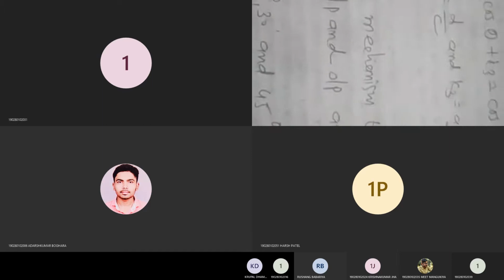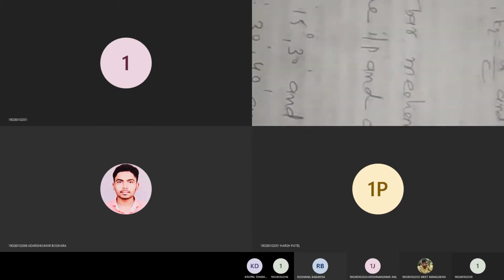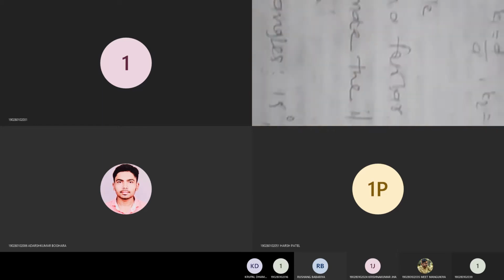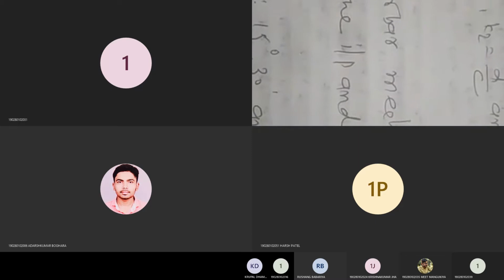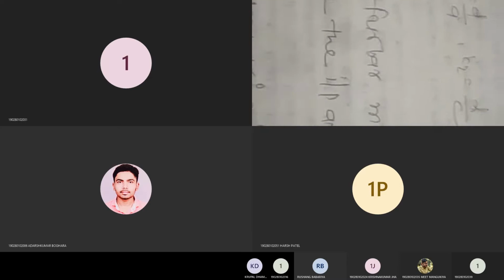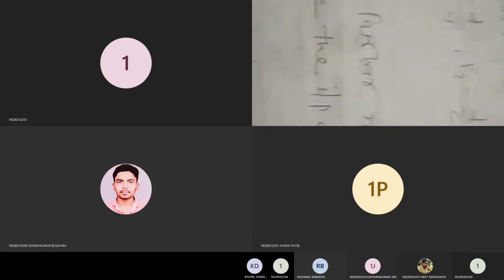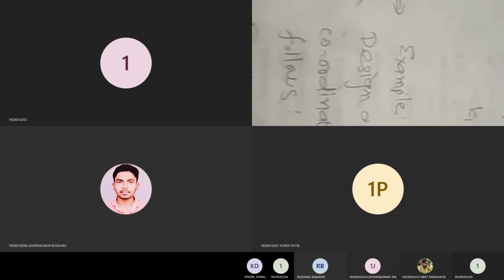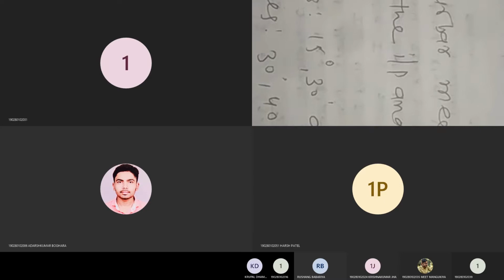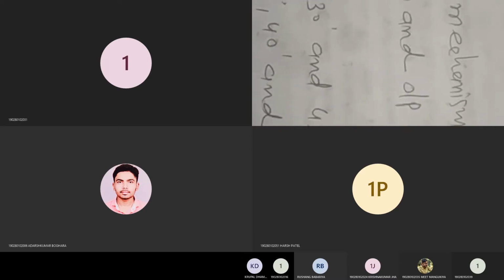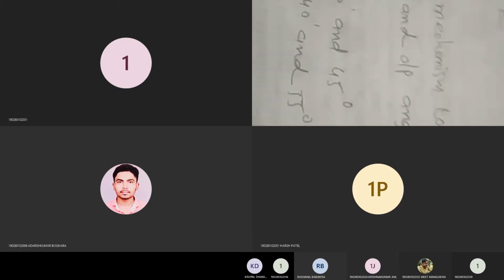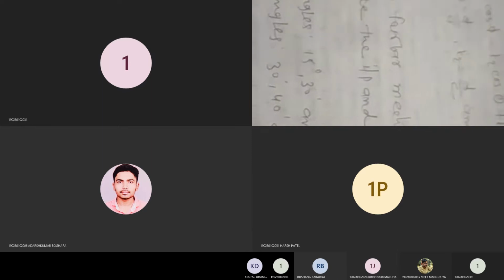Design a four-bar mechanism to coordinate the input and output angles as follows. Input angles are 15 degree, 30 degree, and 45 degree, while output angles are 30 degree, 40 degree, and 55 degree. Okay, this is the data that is given to us.